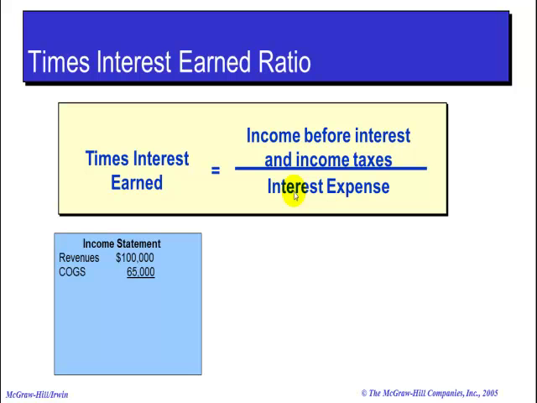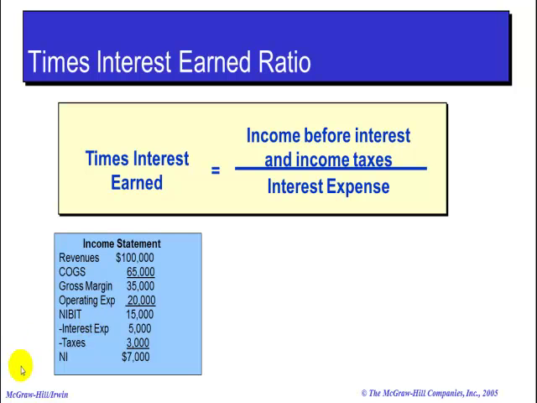We have revenues minus cost of goods sold equals gross margin, minus operating expenses equals net income before interest and taxes, which is $15,000. Now, if you subtract off interest expense of $5,000 and income taxes of $3,000, you get net income of $7,000. And you might even say this is net income after interest and taxes.